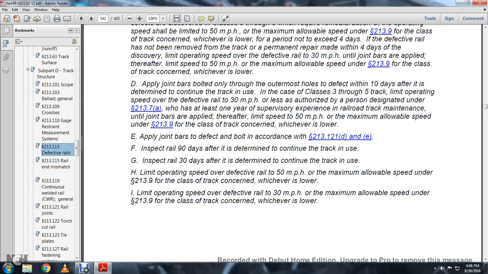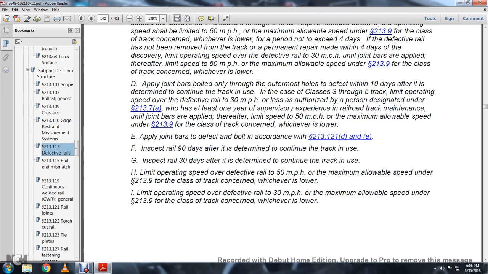D. Apply joint bars only through the outermost holes of the defective rail within 10 days after it is determined to continue the track in use. In the case of Class 3 through 5 track, limit operating speed over the defective rail to 30 miles an hour, unless authorized by a person designated under 213.7a who has at least 1 year of supervisory experience in railroad track maintenance, until joint bars are applied. Thereafter, limit speed to 50 miles an hour or the maximum allowable speed under 213.9 for the class of track concerned, whichever is lower. E. Apply joint bars to the defective bolt hole in accordance with 213.121 D and E.